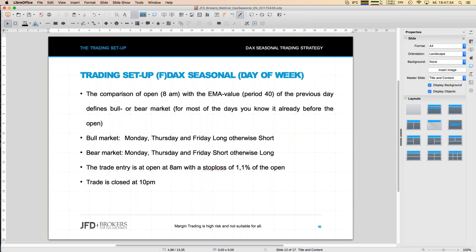The trade entry is always at 8 a.m., so in the morning. And that's the one action of the day. We go with a stop loss of 1.1% of the open of our trade. That is a stop loss for the trade, and we close the trade at 10 p.m. Maybe in between we have reached a stop loss. Also that will happen. But otherwise, the trade is closed before the market is closed. And that's a complete setup. That's a complete kind of strategy. And it's very good that this works that simple.